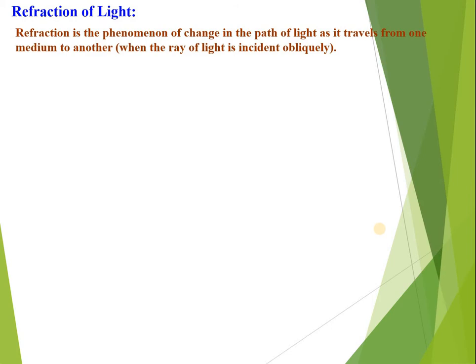So we'll start with the refraction of light. You have studied it in 10th standard also. When light goes from one medium to another medium, its path changes because its speed is changing with respect to the medium. In different mediums its speed is different, so its path changes. This phenomenon of change in path of light is called refraction of light.